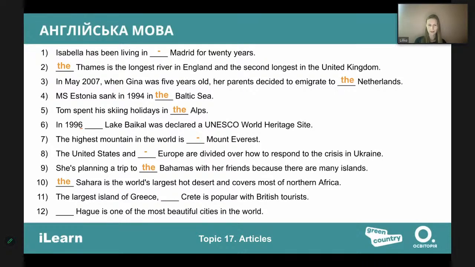Okay, it's the deserts, always article the. Number 11. No article, Crete is just one separate island. Number 12. Guys, just an exception. Remember that.